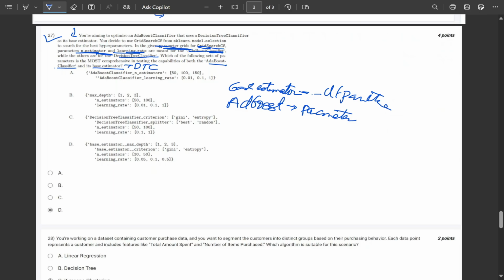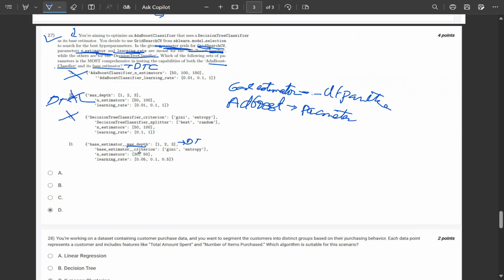And the parameter grid for this one is AdaBoost classifier and estimator 50, 100. Here you can see only AdaBoost classifier is given, right? So that's wrong. Max depth and n estimators, so these two are for decision tree, right? So for decision tree it will not work. So that's totally wrong. Decision tree classifier criterion, again we have to use double underscore. So that's wrong. Base estimator double underscore max depth. So this is for decision tree.